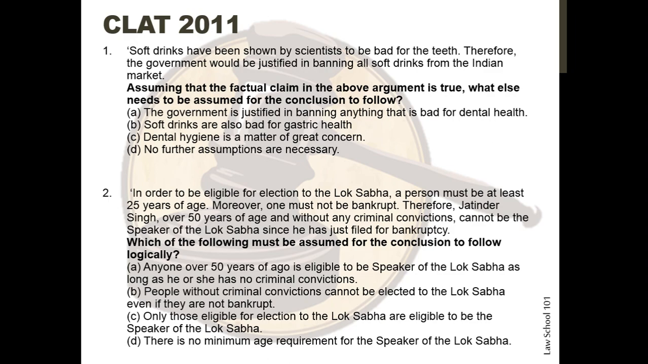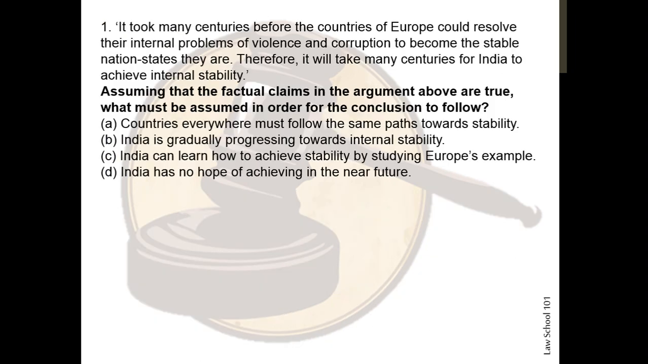It took many centuries before the countries of Europe could resolve their internal problems of violence and corruption to become the stable nation states they are. Therefore, it will take many centuries for India to achieve internal stability. So here, they're drawing a parallel: because it took many centuries for the European countries to achieve internal stability, it will also take many years for India to achieve internal stability. So what have they assumed?